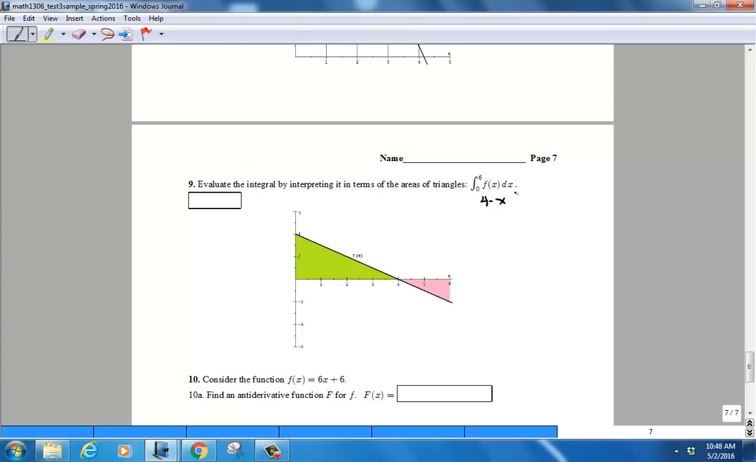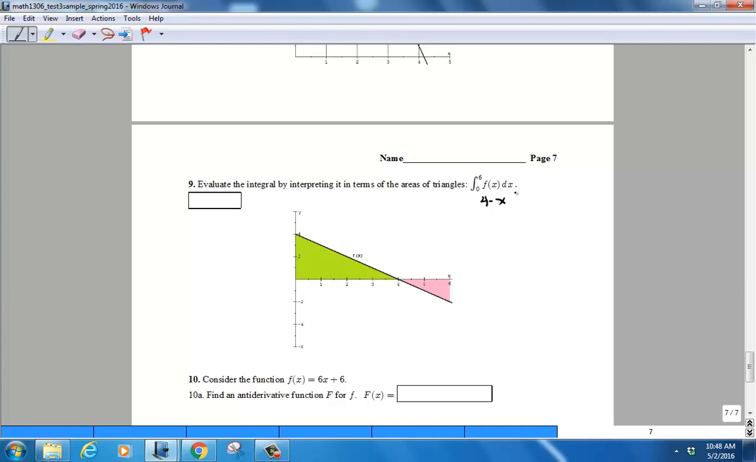So let's do this problem from the sample test first. This should be a pretty easy area to calculate, because it just involves 2 triangles, correct? You've got this triangle that's above the x-axis that I've got colored green, and you've got this triangle that's below the x-axis that I've got colored red. The reason I've got this one green and this one red is, remember, this area is going to come out positive, because it's above the x-axis. And what about this area? It's going to come out what?